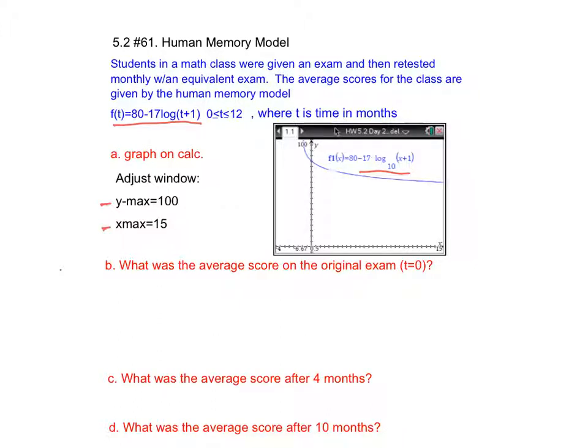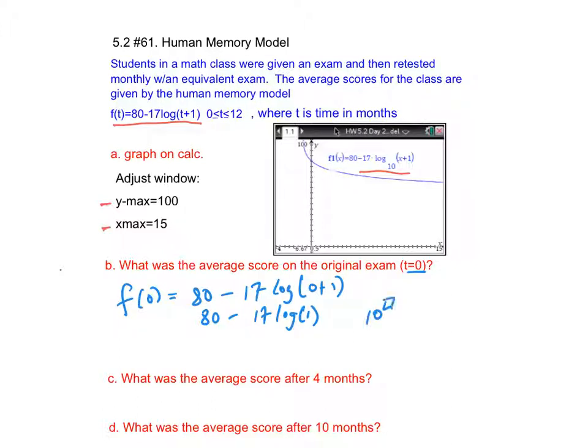Letter B says, what was the average score on the original exam? So we're going to use our model and find f of 0, because that's the original score. So we're going to do 80 minus 17 log of 0 plus 1, which is 80 minus 17 log 1. Log 1 is 0. The reason we know that: 10 to the what power is equal to 1? That's going to be 0. So log of 1 is 0, this term goes away, and we're left with f of 0 is 80. So the average score on the original exam was 80.